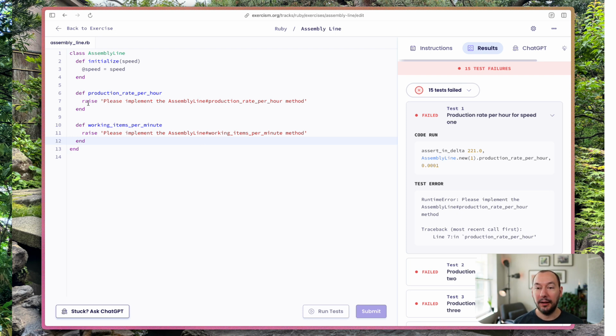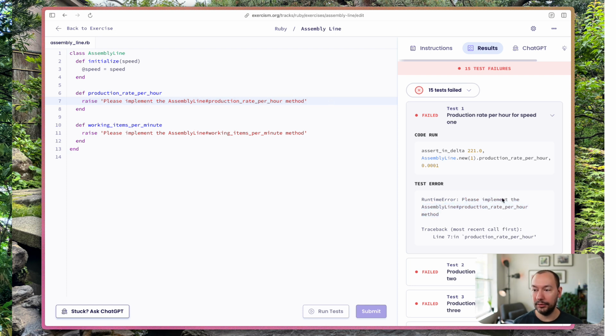So if you've been following this series, you know that we're going to see our first method should most likely be failing because of this raise here. And that's what we see here in the test error. Please implement the assembly line production rate per hour method. Also, a little introduction here.